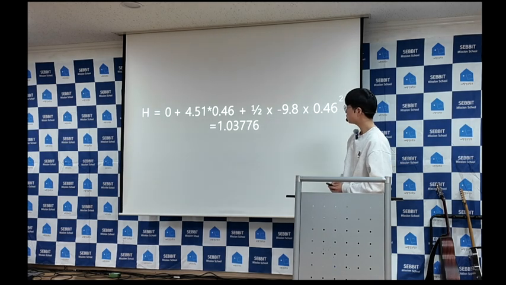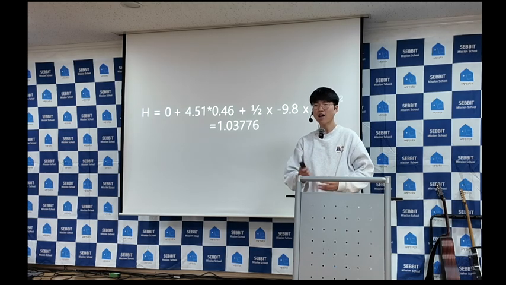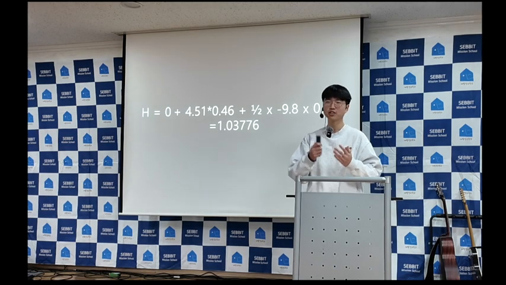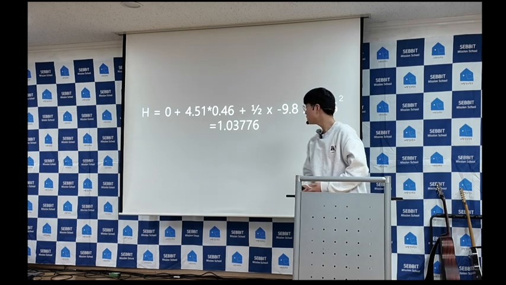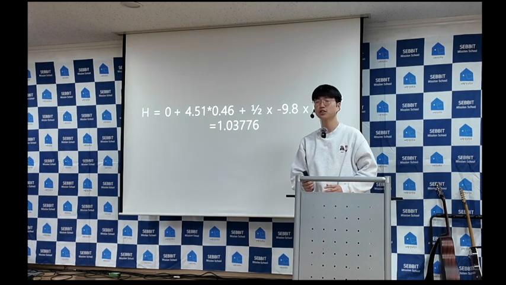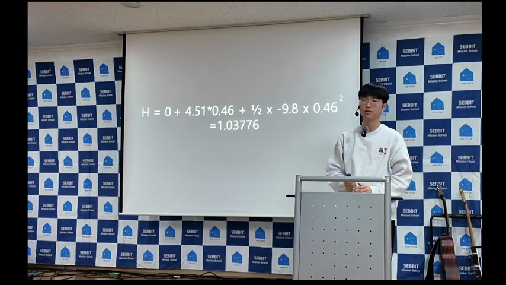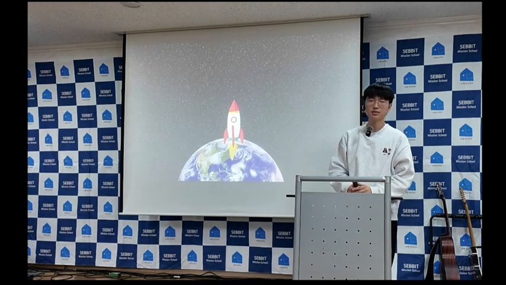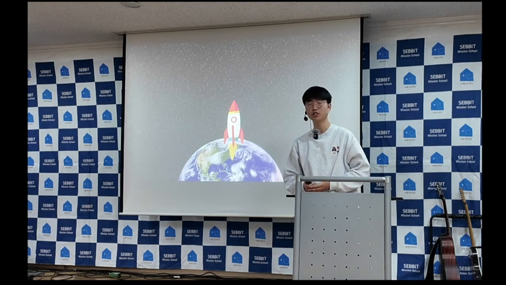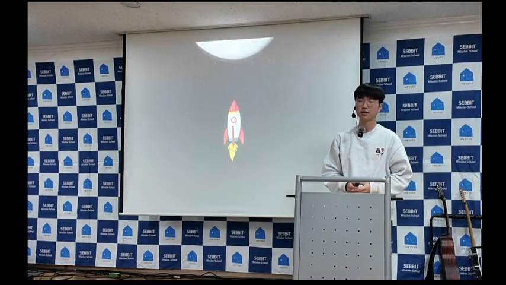H equals 0 plus 4.51 multiplied by 0.46 plus half of minus 9.8 multiplied by 0.46 squared, equals 1.03776. With this equation, we can know that his maximum height was roughly 1.038 meters. It seems as if Earth's gravity makes it pretty hard to jump high and get a solid hang time. So let's move the court into outer space.